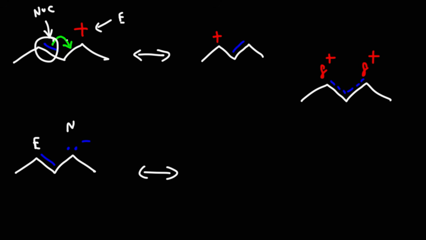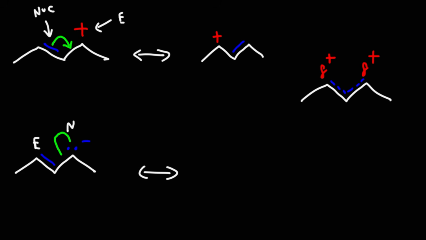Here, the double bond's neutral. The plus charge is positive. So neutral is more nucleophilic than a carbon with a plus charge. So this time, the arrow is going to flow towards the double bond rather than away from it. So it's going to flow from a region of high electron density towards a region of low electron density.